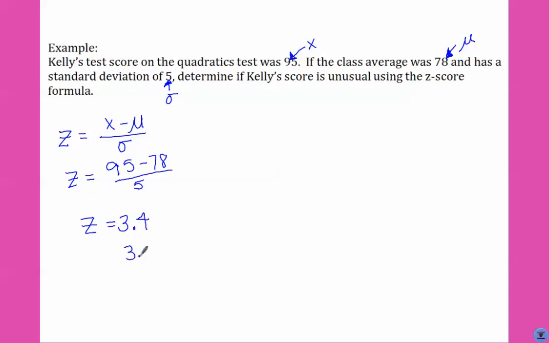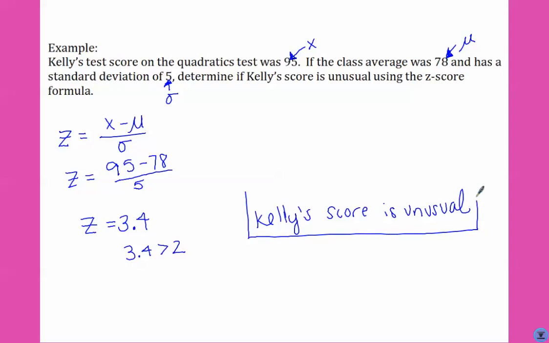Since 3.4 is bigger than 2, Kelly's score is unusual. She did unusually better than most of her class.